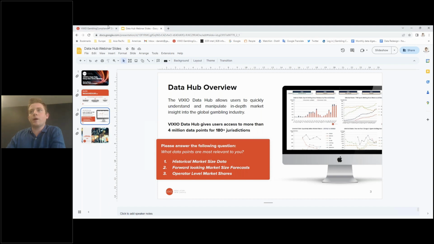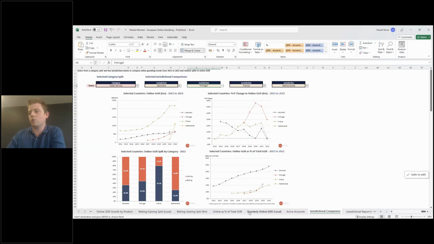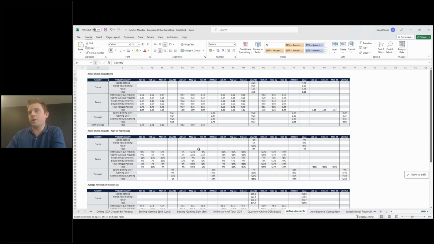So thinking about one of the data sets we went through over the course of the webinar, the European online gambling market monitor. This shows the extent of active player data available for the European region. We can see it's quite sparse, limited data really across the region. We have quarterly active player data for France, more detailed granular monthly data for Spain and the Netherlands more recently, and a quarterly view from Portugal.